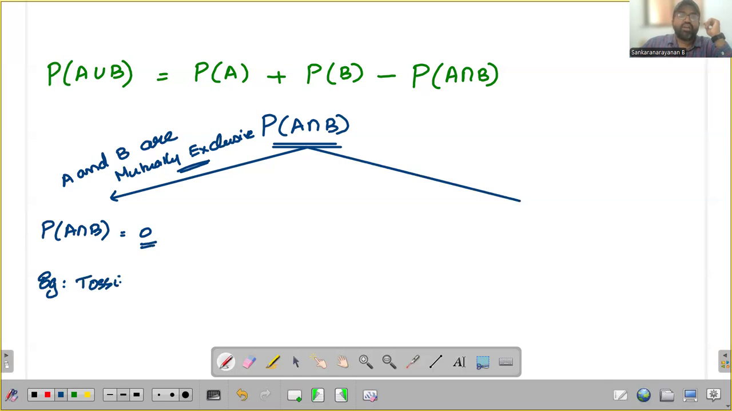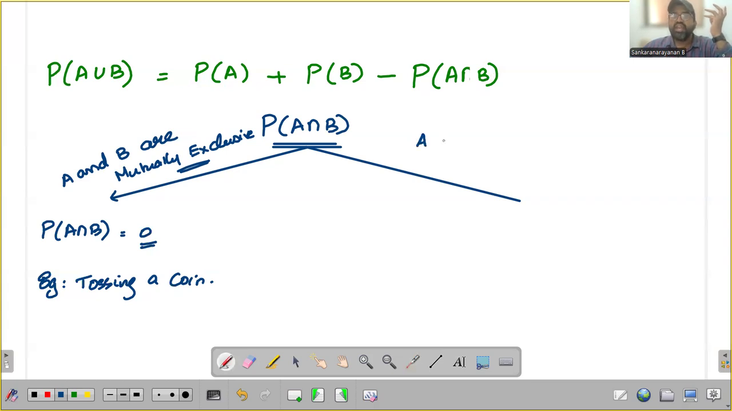When you are tossing a coin, you are aware that you may get either a heads or a tails. What is the chance that you are going to get a heads and a tails? The happening of head will prevent the happening of tail, and the happening of tail will prevent the happening of heads. So tossing a coin is a scenario where the events are mutually exclusive. In that case, the probability that you end up seeing heads and tails is equal to 0. So as far as P of A intersection B is concerned, if the events are mutually exclusive, P of A intersection B is equal to 0.